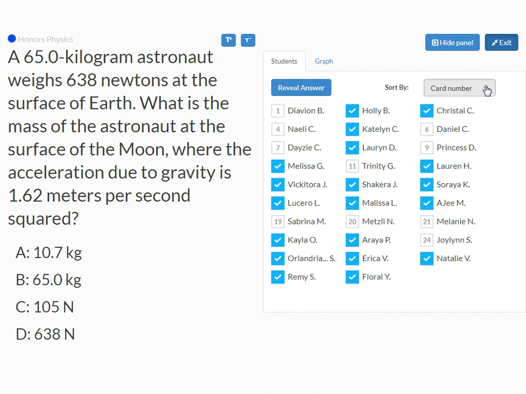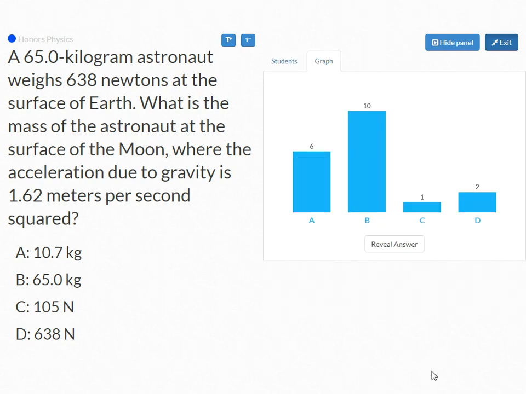all right, so let's look at the graph here. So we've got a breakdown between, looks pretty much A and B. All right, so let's see. Shakira, talk to us about what you picked and why you picked it. There you go, right? So the mass stays the same, but the weight would change, right? So the answer is B.